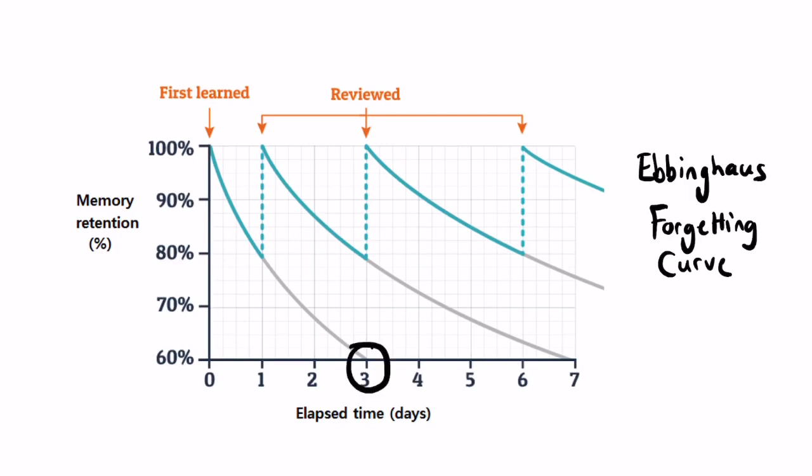So, for example, if I learned something today and then left it 3 days, I'd lose about 40% of that knowledge unless I reviewed it. If after a day I reviewed it, it could go back to 100%. And if I regularly review it, then it will take longer for me to actually forget that knowledge.